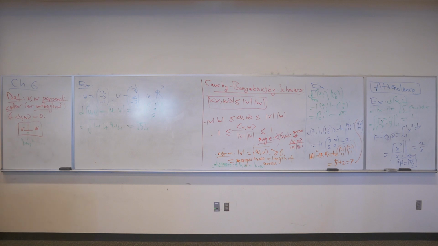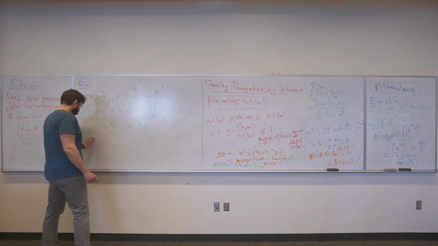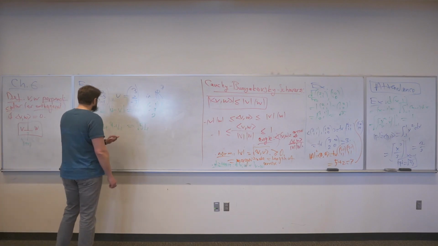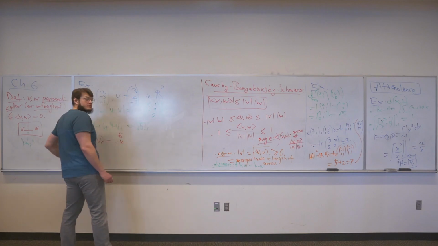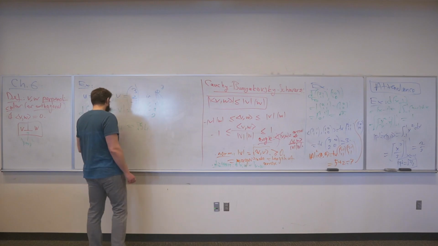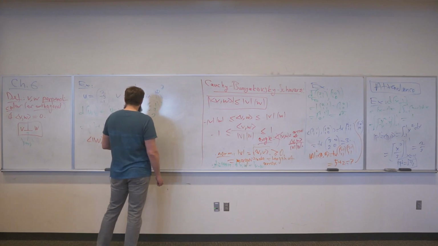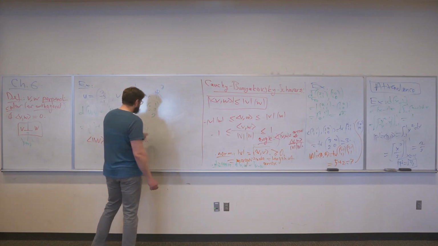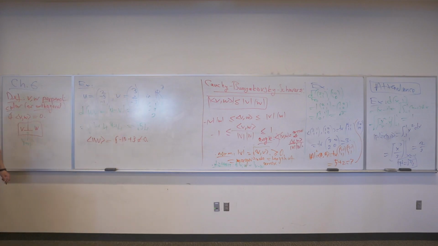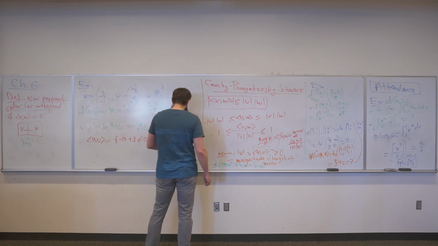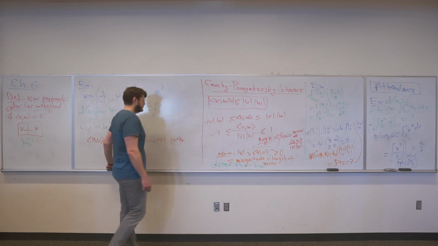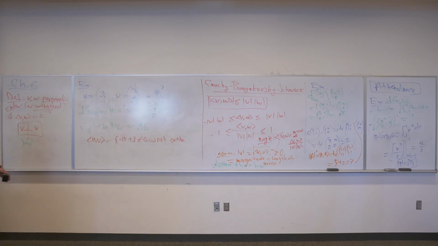Okay. So let's compute. Are these two orthogonal? Well, we just dot them: 6 minus 10 plus 3. This is definitely a number that is not 0. These are not orthogonal. Okay? They have a positive angle between them.